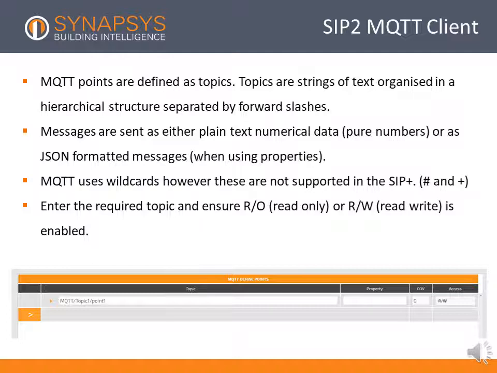The property settings change the way the data will be sent or can be read. The SIP2 either uses plain text numerical values or JSON formatted data with a timestamp. The access option defines whether the point is read-only, which means the data is being sent from the broker to the SIP2, write-only, where the data is coming from another protocol and being sent to the broker, or bidirectional.